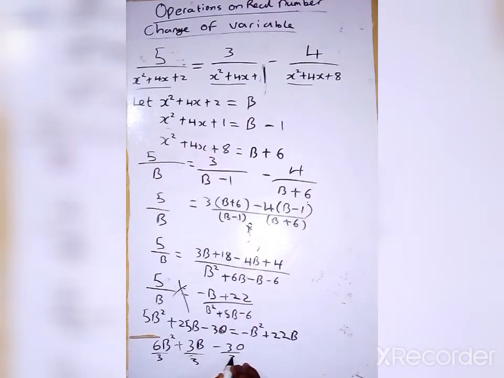We now have our equation to be 2b squared plus b minus 10. So this equation, 2b squared plus b minus 10, we will solve quadratically.